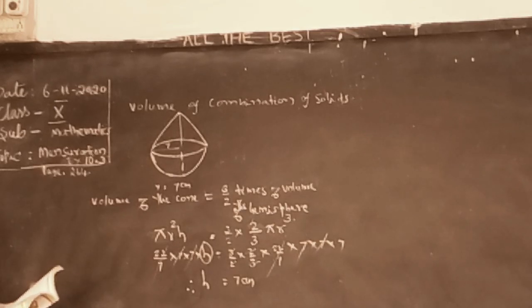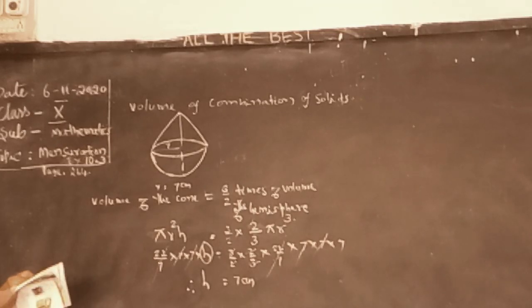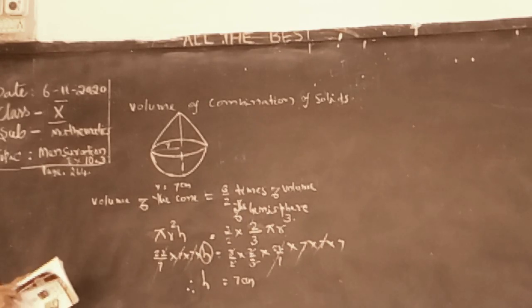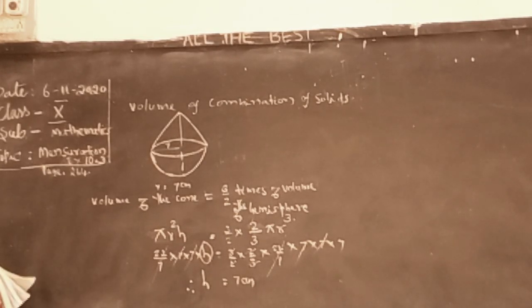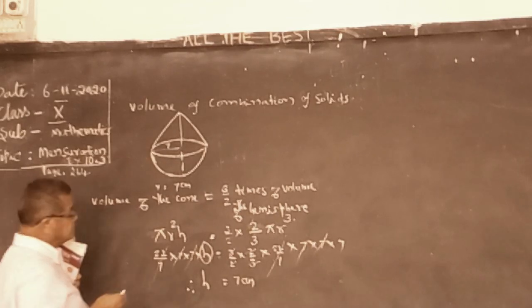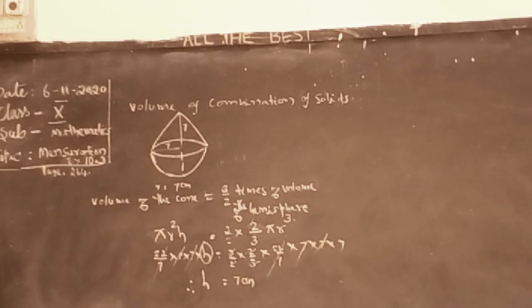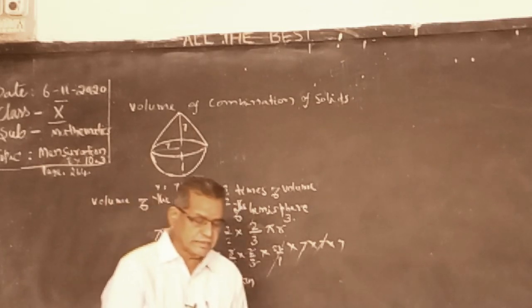Read the problem twice, draw the diagram and label the dimensions, then substitute in the formula. After this, h, the height of the cone, is 7. Now he is asking for the surface area of the toy. Calculate the height of the cone and the surface area of the toy. Yes, we have to find the surface area.